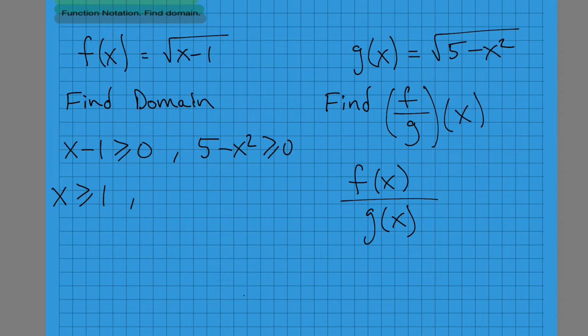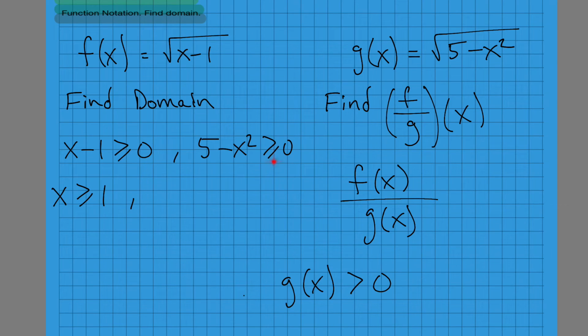Now I want to point out that we're doing division here. So we're doing f divided by g of x, or f of x divided by g of x. If we're dividing, we can't have 0 in the denominator. It has to be greater than 0. g of x has to be greater than 0. Not greater than or equal to, but greater than, because you can't divide by 0.